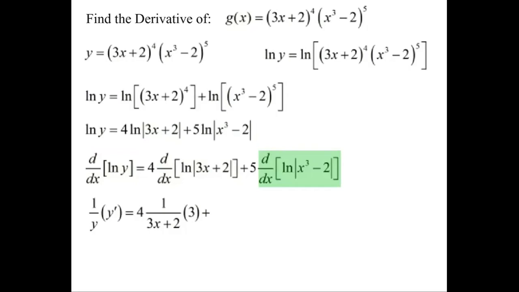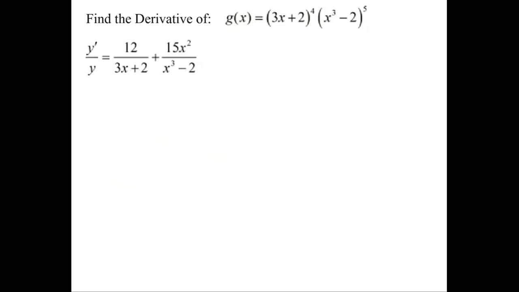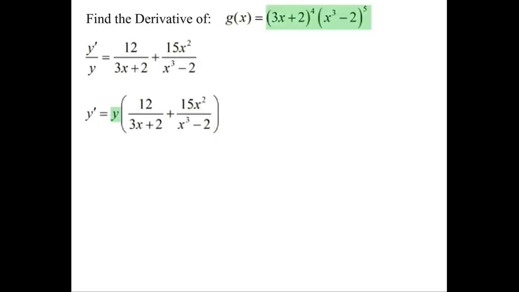Taking the derivative, that is going to be equal to 1 over x cubed minus 2 times 3x squared. Simplifying the expression, we have the following. And now, the third and final step is to solve for y prime. So here we multiply both sides by y, and we have the following expression. And lastly, we want the derivative in terms of x only. So here what we want to do is substitute y with the original function we started with.